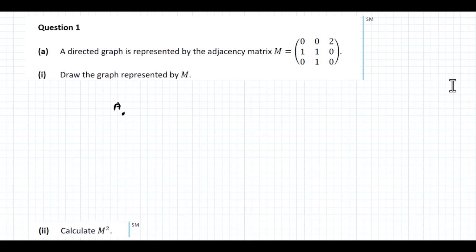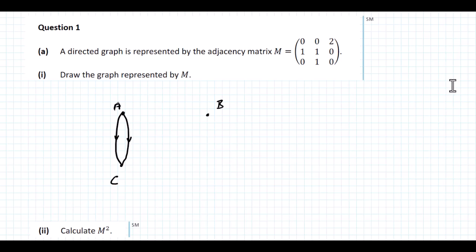From A to B, there are no paths. So we're going to draw B out here. From A to C here we can see there are two, so we'll draw C down here, so we can draw two paths down along here. In that it's a digraph, so we've got to draw the direction as well.